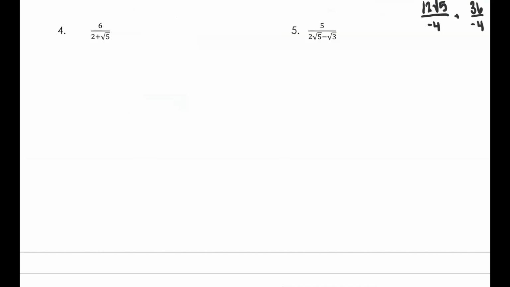All right, number 4 is basically the same problem. So again, to eliminate that radical, we're going to introduce the conjugate. And that's going to be 2 minus root 5. Okay, and remember that that numerator, that's going to be a distributive property pattern. So I have 12 minus 6 root 5. And then my denominator is that special pattern, the difference of two squares.